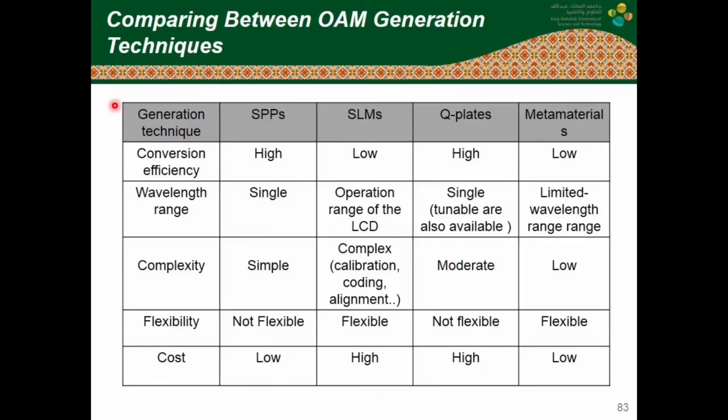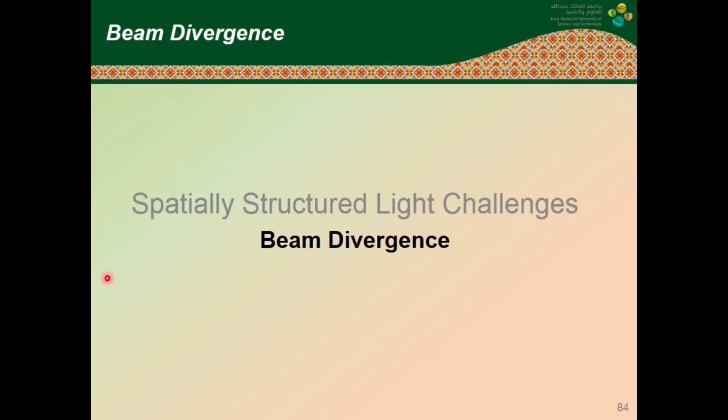So in summary, here we compare the different OAM generation techniques in terms of conversion efficiency, wavelength tunability, complexity, flexibility, and cost. All these techniques have some issues. Some have better performance than others but also higher cost, some are complex, some are not, and some are flexible and some not. But in practice, most of these techniques are not practical for out-of-lab experiments. Another challenge for OAM communication or structured light FSO is beam divergence.